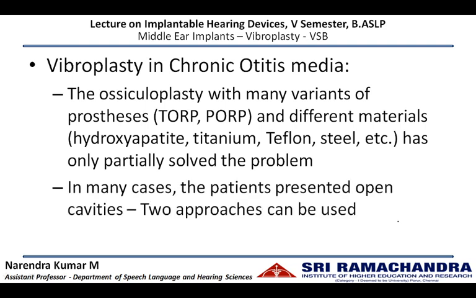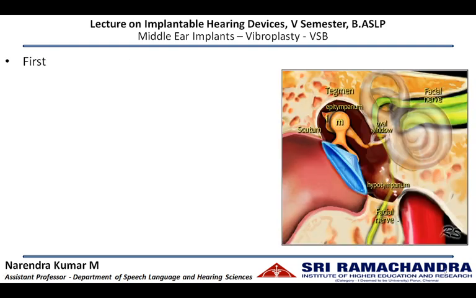In many cases, the patients with chronic otitis media will present with open cavities without any anatomical structures in the middle ear. Hence, two approaches can be used to implant the Vibrant Sound Bridge in the middle ear cavity. The first approach is to obliterate the mastoid cavity.